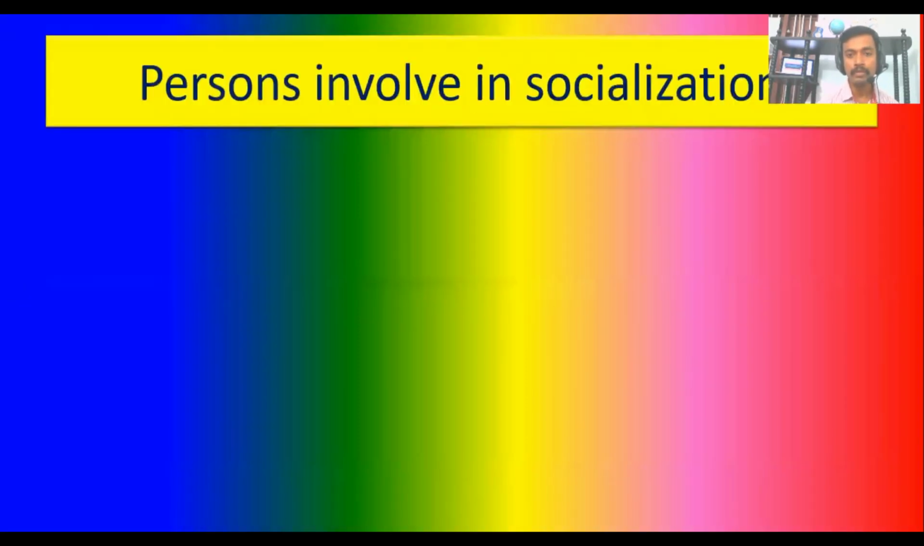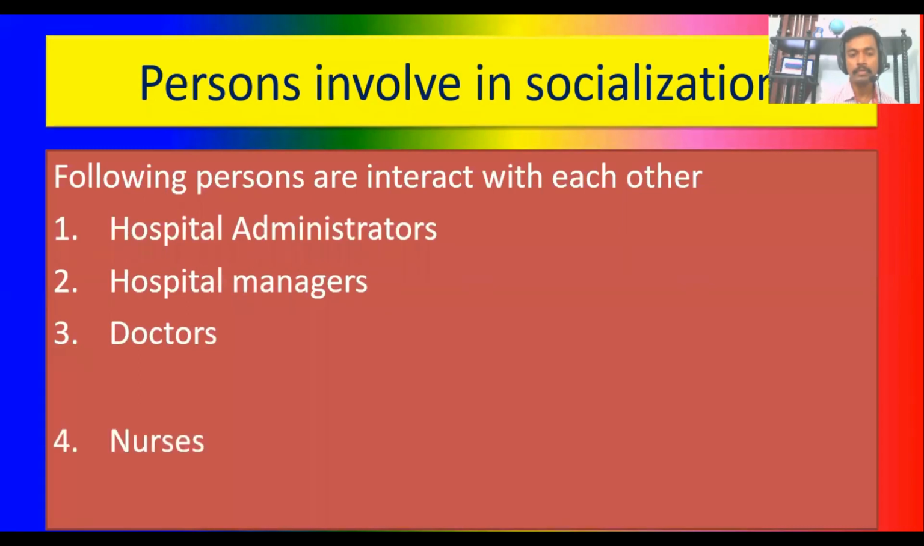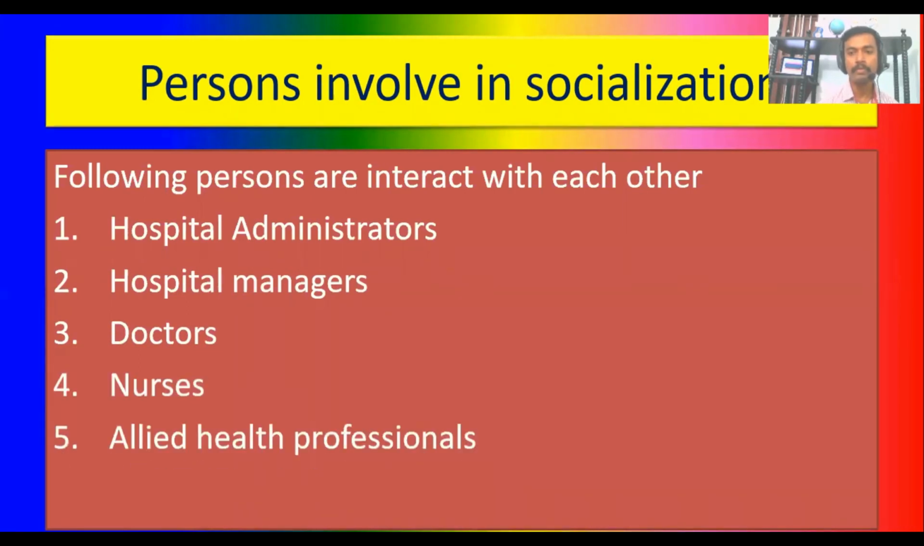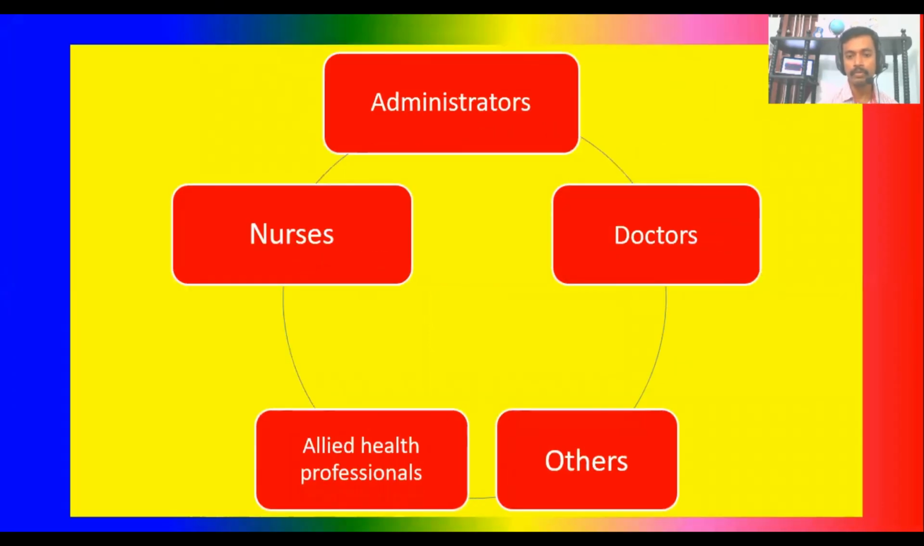Then persons involved in socialization in hospital: hospital administrators, managers, doctors, nurses, then allied health professionals. Allied health means, for example, physiotherapist, laboratory, etc. Then others, including patients and families, interact with, connect with. Look at this. It's a pictorial representation. These hospital professionals mutually interact with administrators and with each other.